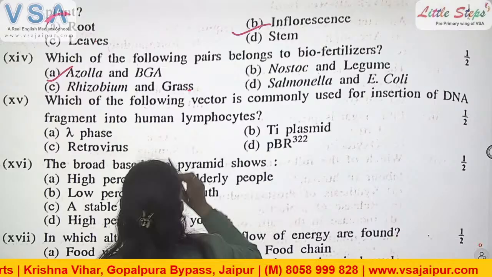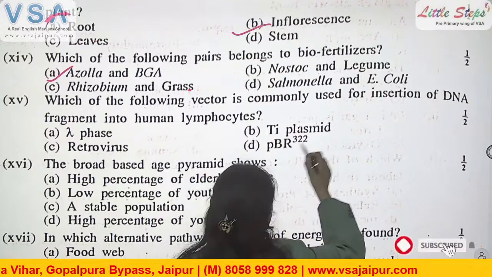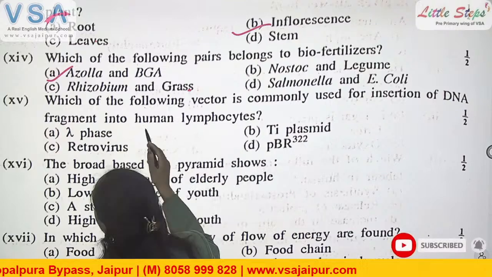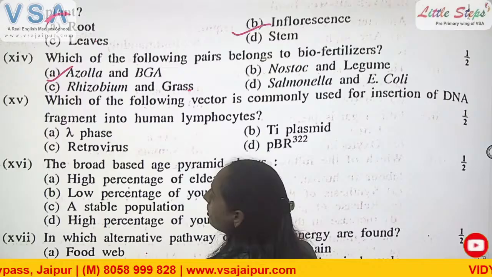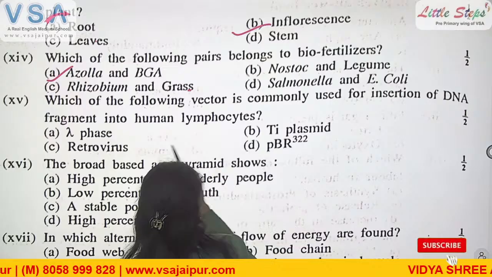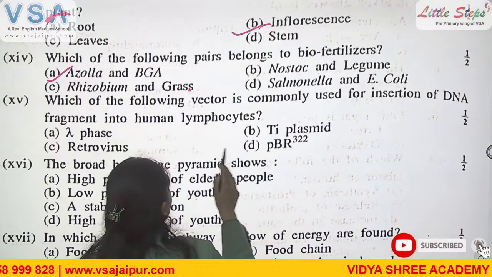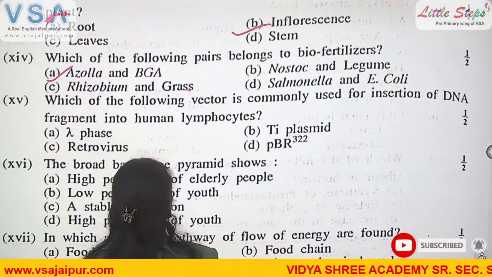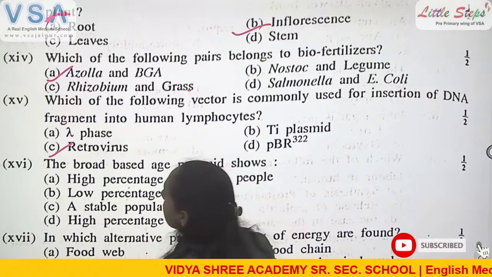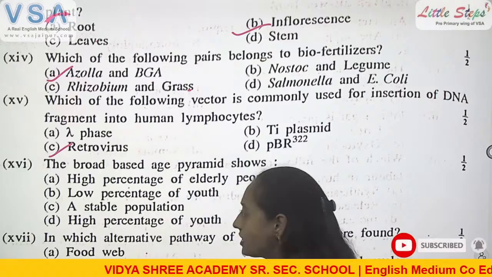Which of the following vectors is commonly used for insertion of a DNA fragment into human lymphocytes? Lambda phage, Ti plasmid, retrovirus or pBR322? So what is the right answer? Option C. Retroviruses. This is the right answer.